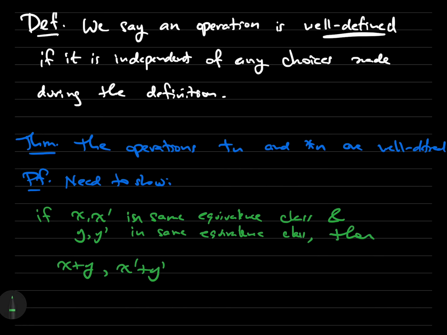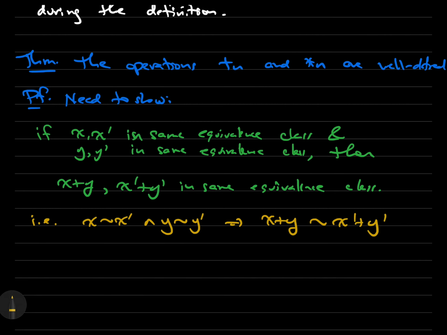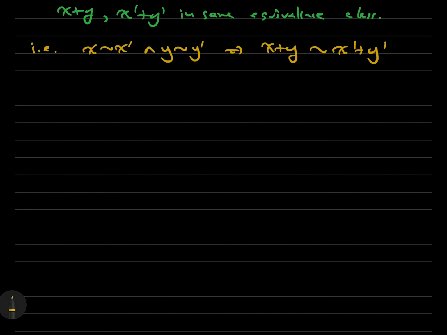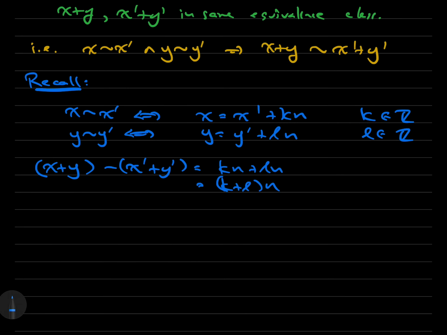We already know that if x is equivalent to x prime modulo n, then x equals x prime plus kn for some integer k. If y is equivalent to y prime modulo n, then y equals y prime plus ln for some integer l. So x plus y minus x prime plus y prime is k plus l times n, which is a multiple of n, which shows us that x plus y and x prime plus y prime are equivalent modulo n. This gives the result.